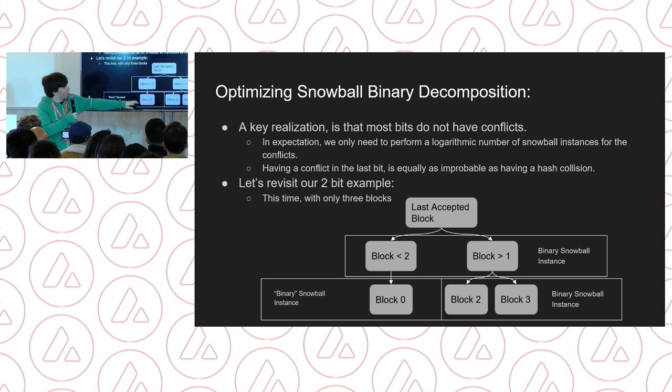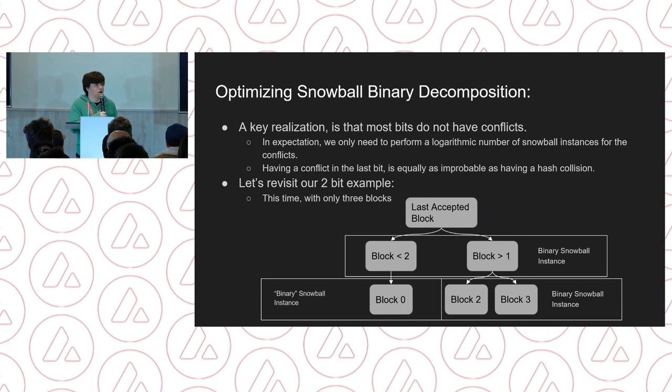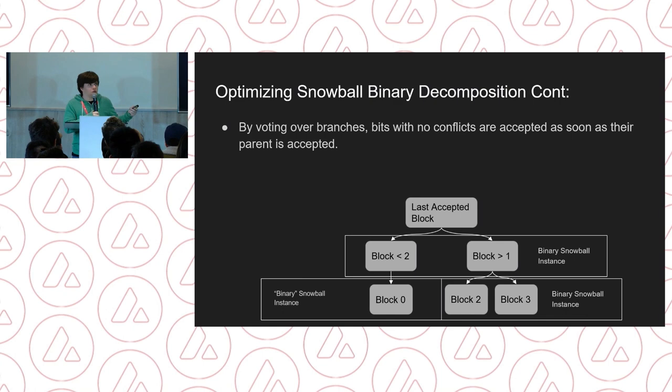If we perform consensus on this side here, we'll actually see that this block is pretty much already accepted, right? If there's no conflicts here, during the process of voting for less than two, we can almost immediately just accept block zero. Now, if you end up accepting on block greater than one, you'll still have to perform that other two, but because it's hashes, it ends up being randomized logarithmic. So we can vote over branches. Bits without conflicts get accepted very quickly.